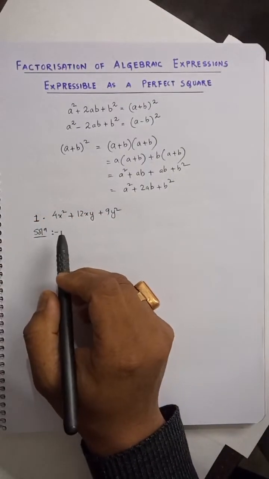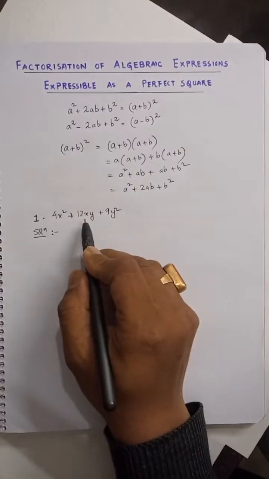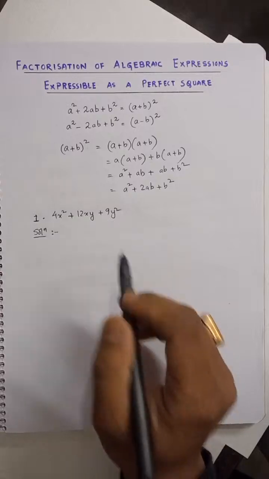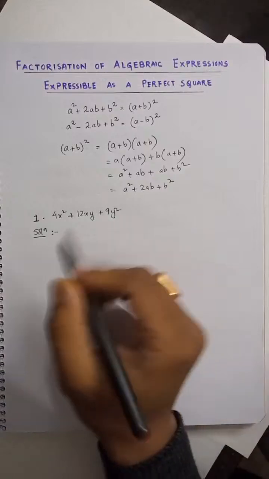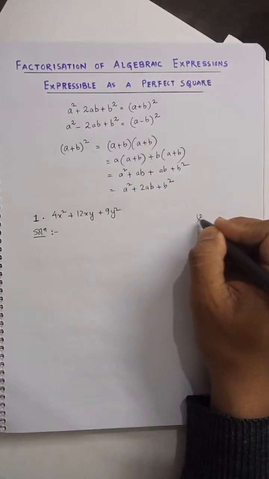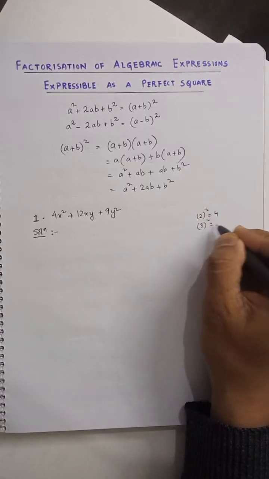So the expression is 4x square plus 12xy plus 9y square. I always suggest my students to just ignore the middle term for some time. Now 4x square, 4 is a square of 2, 2 whole square is 4, and 3 whole square is 9.